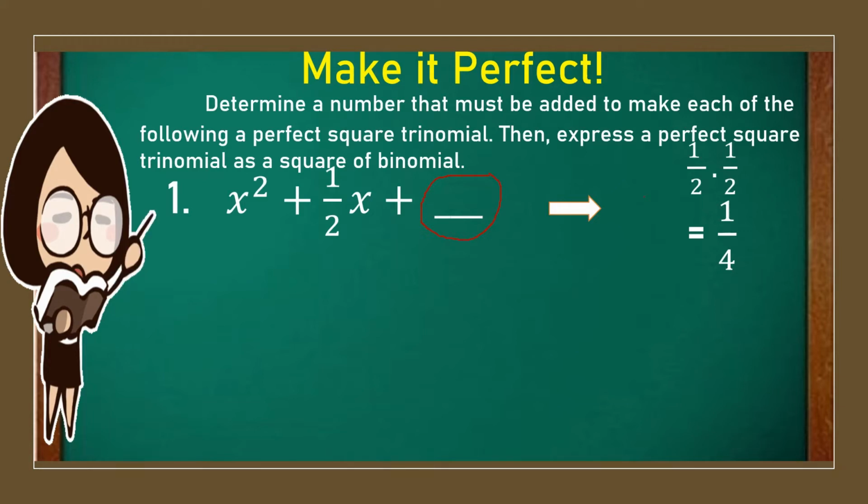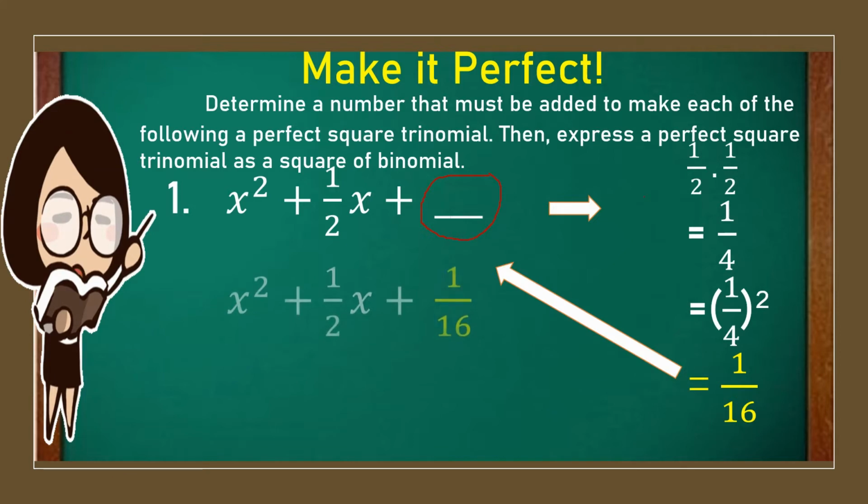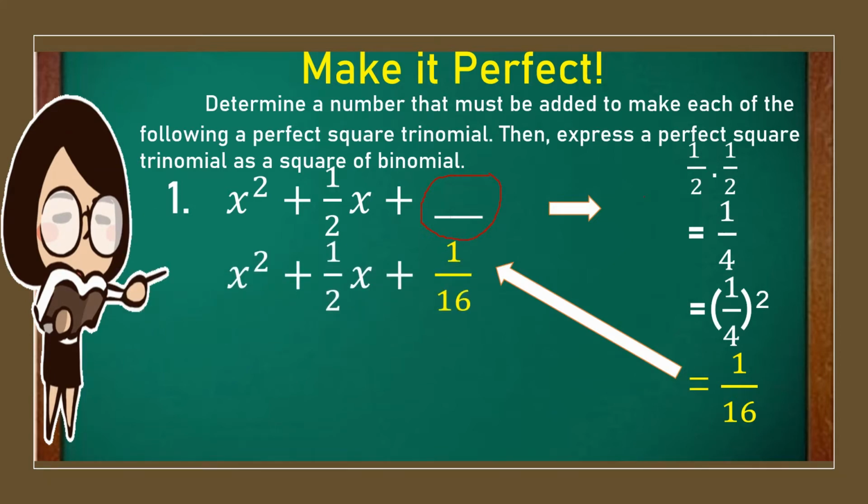And then guys, if you think about it, what is 1 half of 1 half? Half of 1 half is 1/4. After that, you're going to multiply it by itself. So, 1/4 times 1/4 is 1/16. And that will be our last term. x squared plus 1 half x plus 1/16. And guys, remember, for a perfect square trinomial, we will make it a square of binomial. How do we get that?